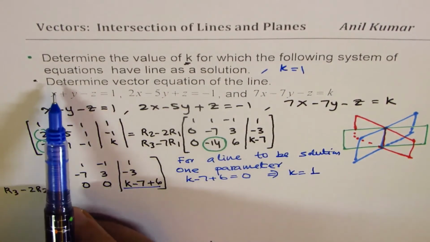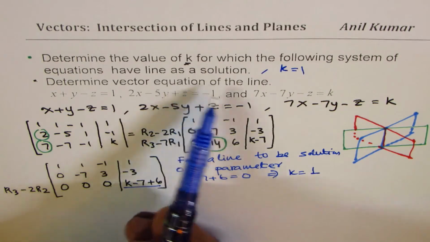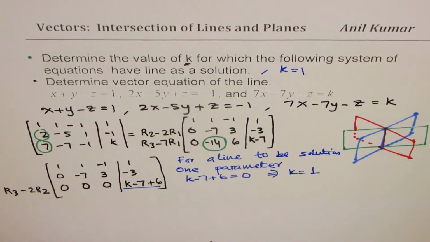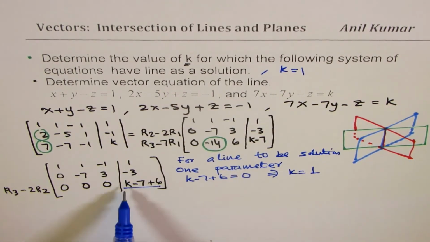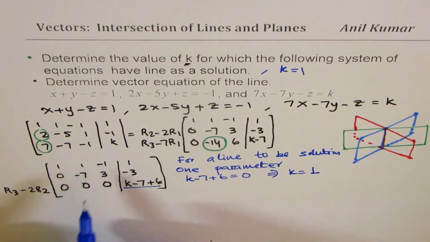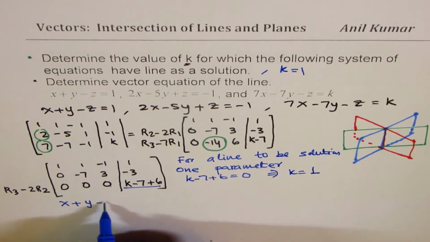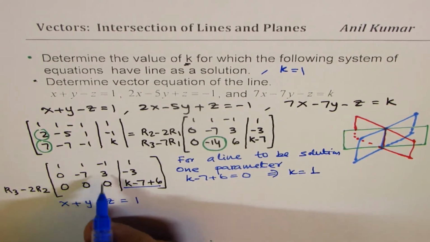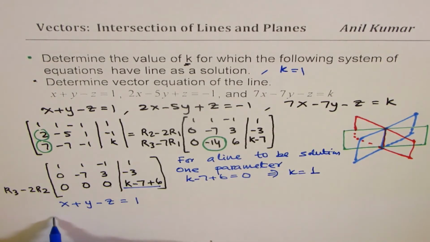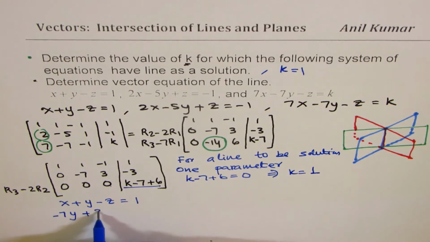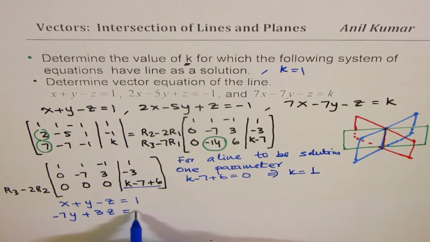Now let us do part 2, which is to determine the vector equation of this line of intersection. If k is 1, we get 0 here. In that case, the equations will be: the first one, x plus y minus z equals 1, and the second one, minus 7y plus 3z equals minus 3. So these are the two equations to solve.